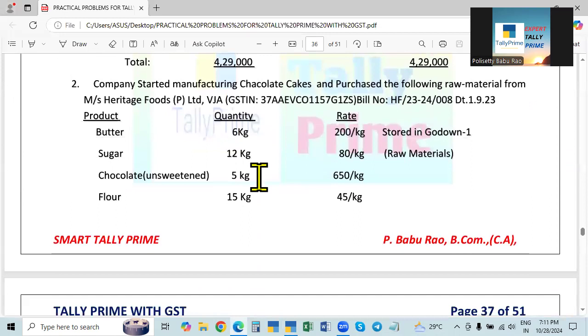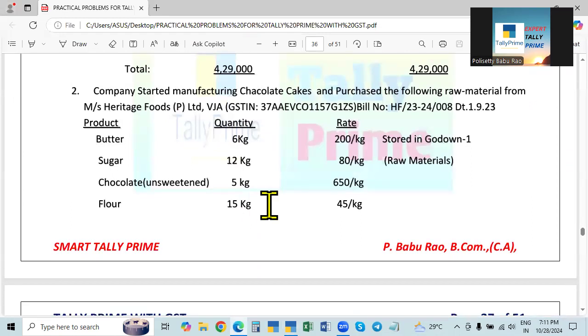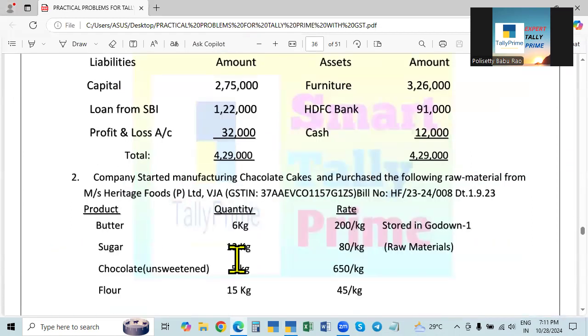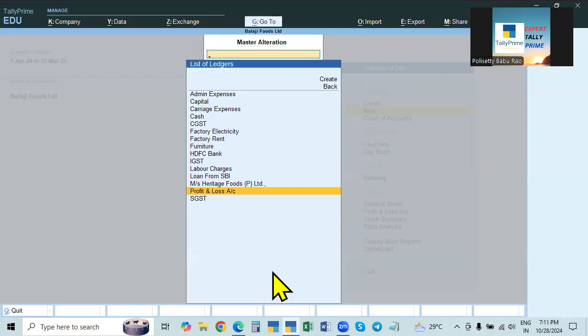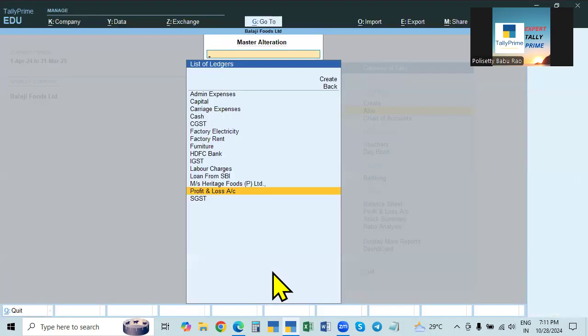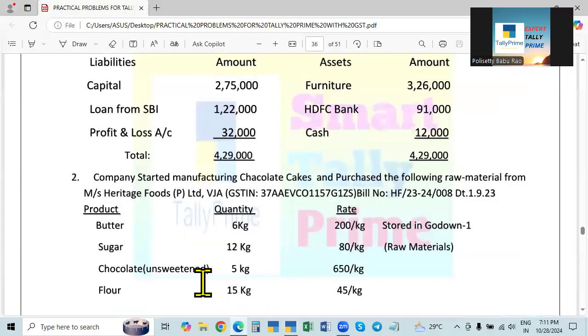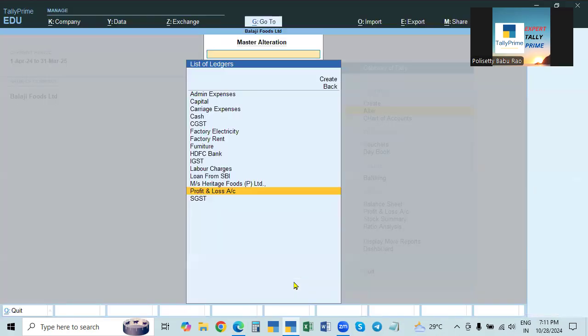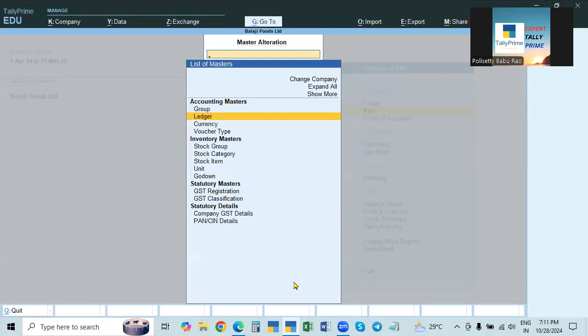The second one: now we require some ledgers and stock items. Ledgers can be created when you are making the entries, so we will take them up later, when we can see the ledgers. Now we will see the stock items. Go to stock item.